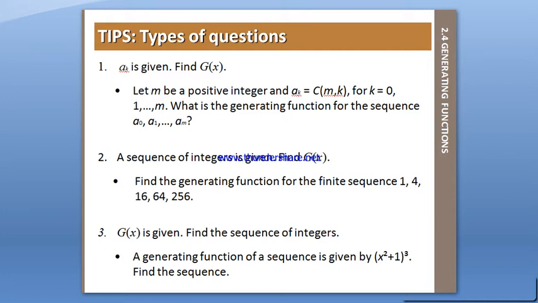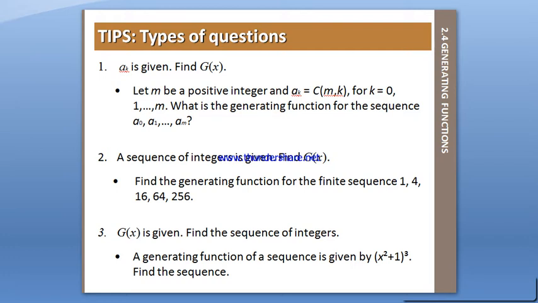Sometimes the question may be given like this. They may give a sequence of integers directly, like a0 equal to, a1 equal to, and so on, and we will be asked to find g(x). Then directly, for getting g(x), we can put all the given integers in the formula sigma a_k x^k for k equal to 0 to infinity.